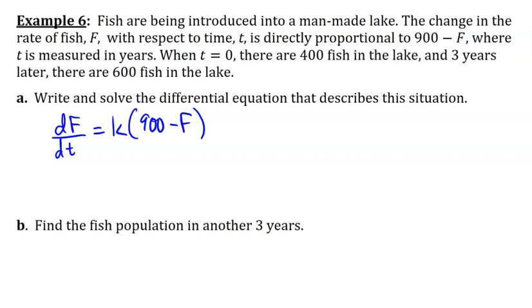All right, when t equals 0, there are 400 fish in the lake, so that's giving me an initial condition. (0, 400) is my initial condition. And then it also says 3 years later, there are 600 fish in the lake. So at time 3, we have 600. Okay, so we can use that to solve our differential equation.